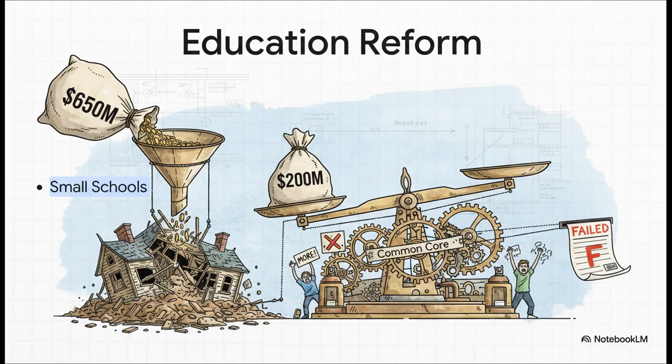Let's look at the foundation's efforts in U.S. education, because a pattern starts to emerge pretty quickly. It's a pattern of huge spending followed by, well, failure. First, they poured $650 million into a small schools initiative. It didn't improve student results, so they just abandoned it. Then they put over $200 million into pushing Common Core, which set off a massive political backlash from both sides of the aisle. And then they spent hundreds of millions more on a teacher evaluation system that a major 2018 report found had, you guessed it, failed.